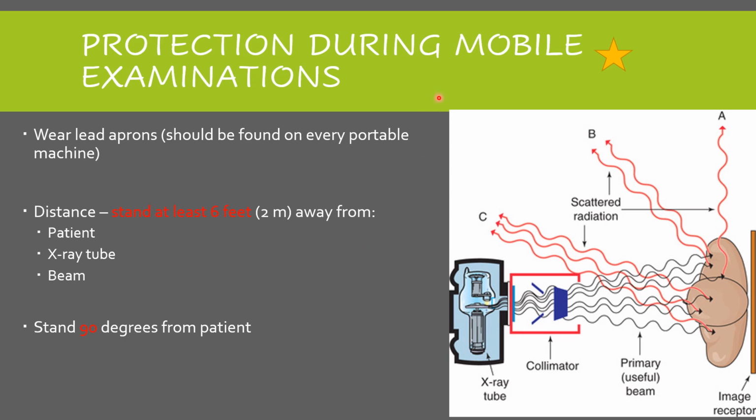Protection during mobile examinations. Leaded aprons should be found on every portable machine. Distance: stand at least 6 feet, 2 meters, away from the patient, from the x-ray tube, and from the beam. Stand 90 degrees from the patient. So as pictured, here's the x-ray tube shooting towards the patient, and you should be standing where this letter A is. Try not to be standing where letter B is or where letter C is. Most of the radiation is going back towards the tube, what we call backscatter, not towards A at 90 degrees.